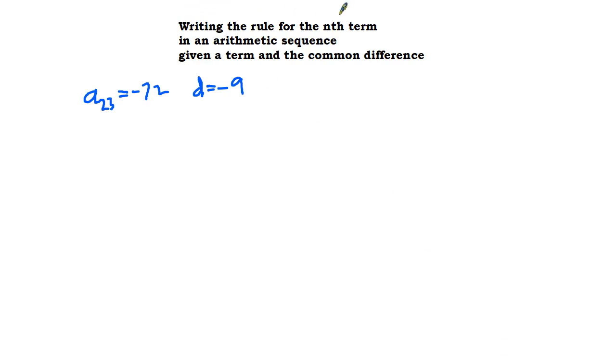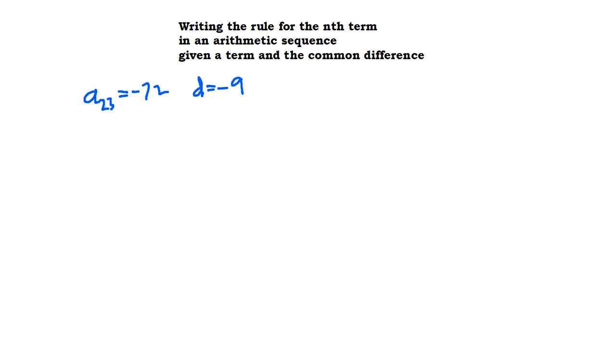We're going to write the rule for the nth term in an arithmetic sequence or series given one term and the common difference. So in this case, we're being given the 23rd term, a sub 23. It equals negative 72. And we're told that this particular sequence has a common difference of negative 9.